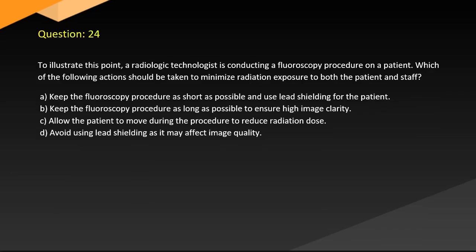Question 24. To illustrate this point, a radiologic technologist is conducting a fluoroscopy procedure on a patient. Which of the following actions should be taken to minimize radiation exposure to both the patient and staff? A. Keep the fluoroscopy procedure as short as possible and use lead shielding for the patient. B. Keep the fluoroscopy procedure as long as possible to ensure high image clarity. C. Allow the patient to move during the procedure to reduce radiation dose. D. Avoid using lead shielding as it may affect image quality.